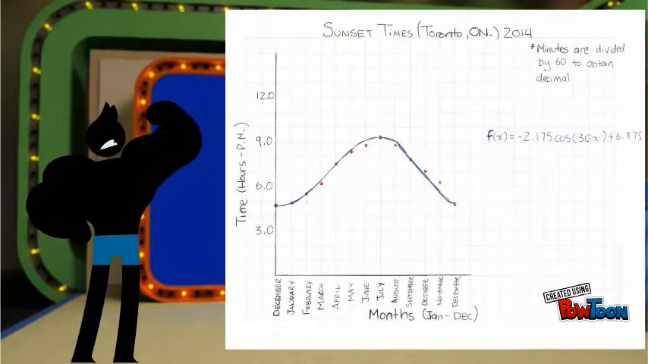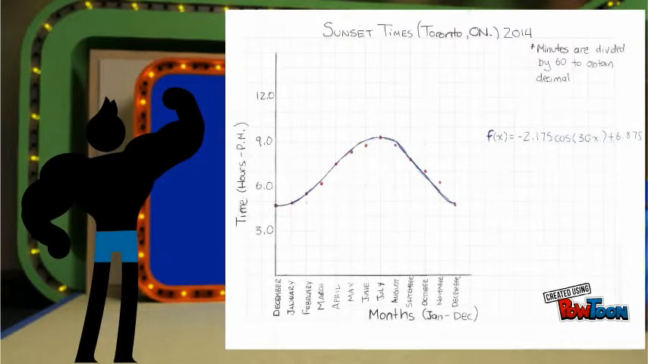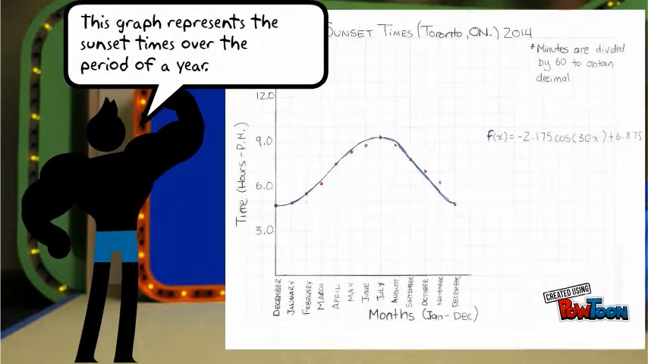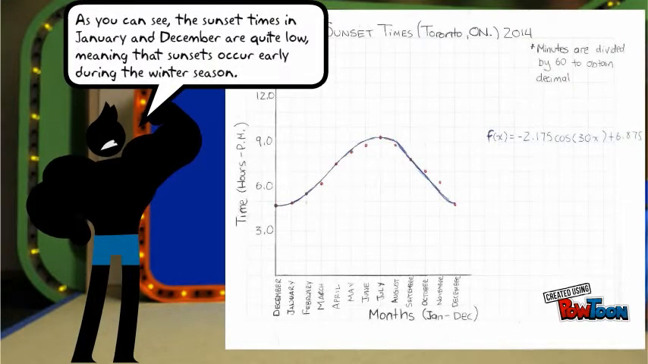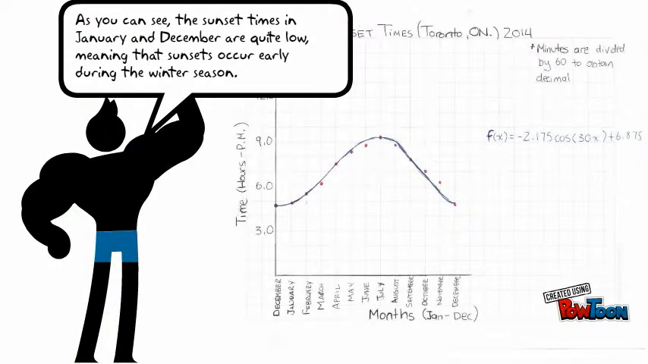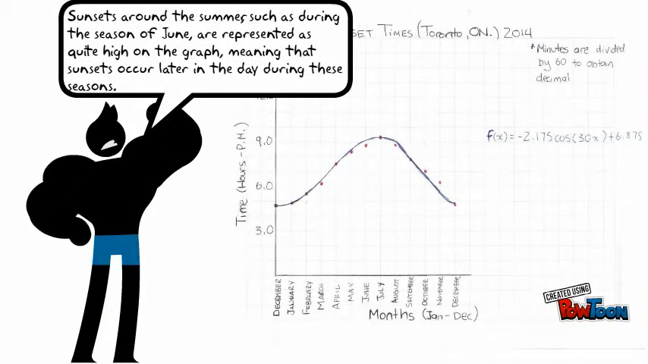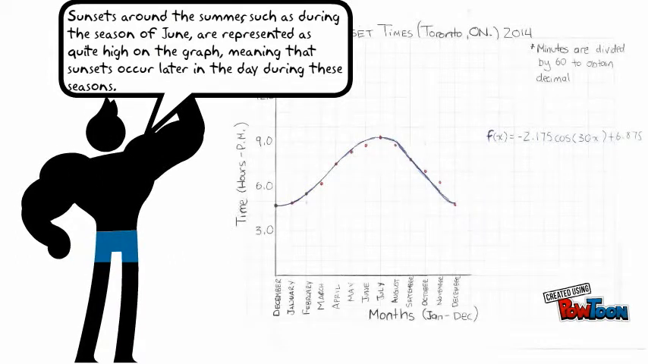Professor Omar, will you do the honors of explaining what this graph is? This graph represents the sunset times over the period of a year. As you can see, the sunset times in January and December are quite low, meaning that sunsets occur early during the winter season. Sunsets around the summer, such as during the season of June, are represented as quite high on the graph, meaning that sunsets occur later in the day during these seasons.